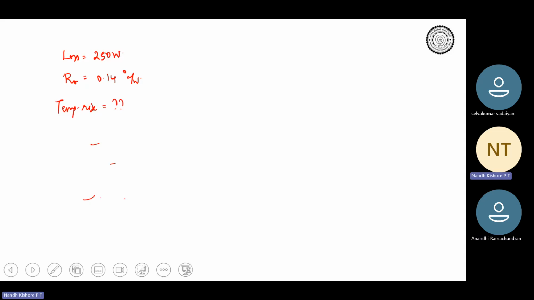So in that case, we have got a total loss of 250 watts. They have mentioned R theta is 0.14 degree per watt. So what will be the temperature rise in the device? It will be directly 250 into 0.14, and this is around 35 degrees.